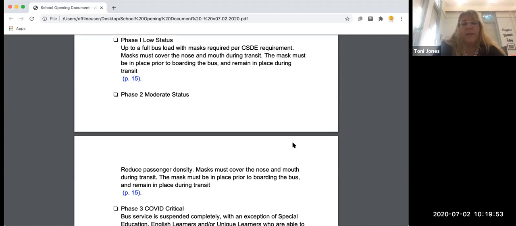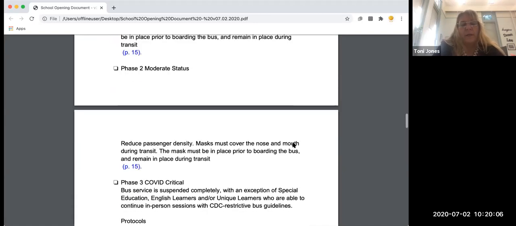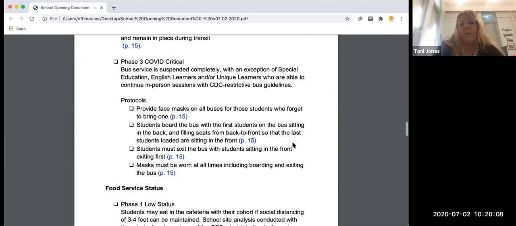And you'll notice that it really isn't any different for moderate status. So that is where we are for busing right now: you run the buses and everybody that gets on has a mask on. COVID critical is obviously bus service is suspended. And COVID critical is really when you're looking at full remote learning. That's if it really happens like it did last March for us.